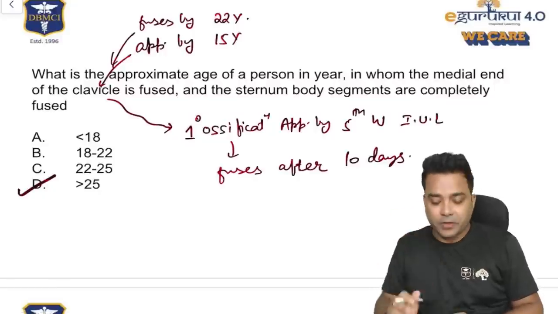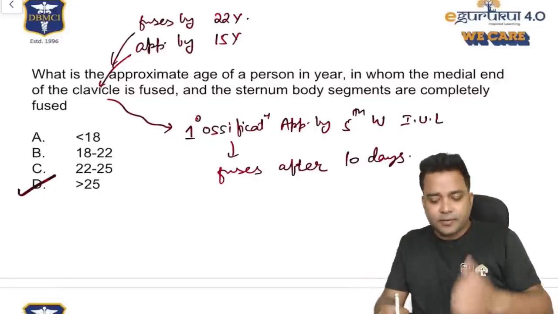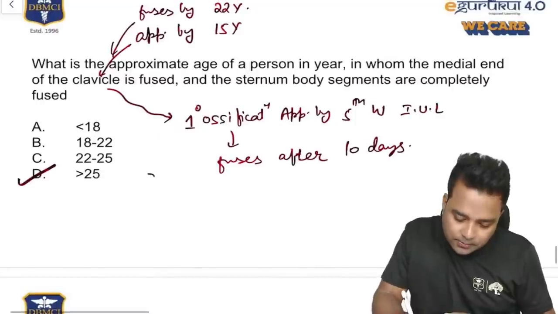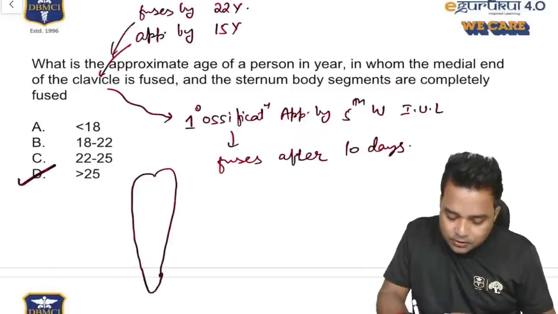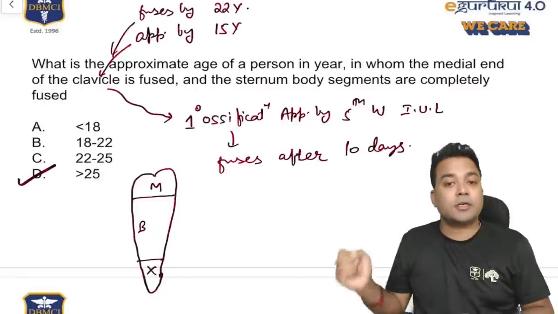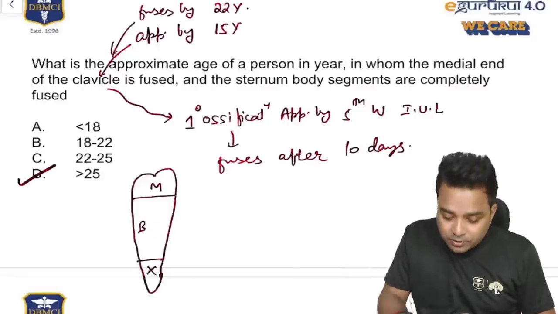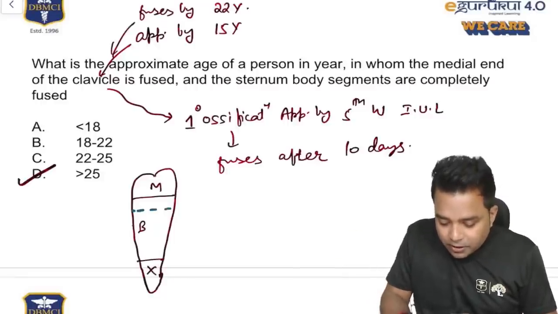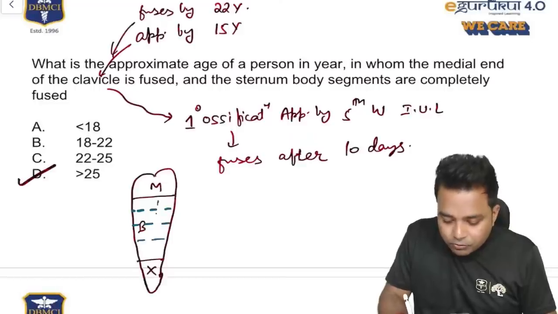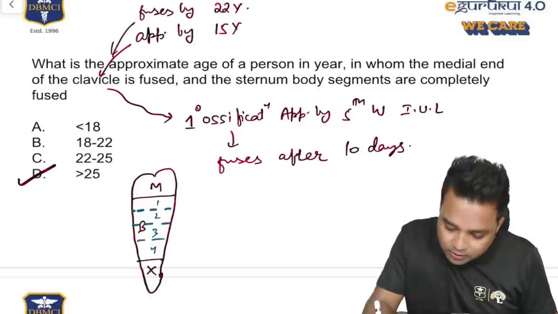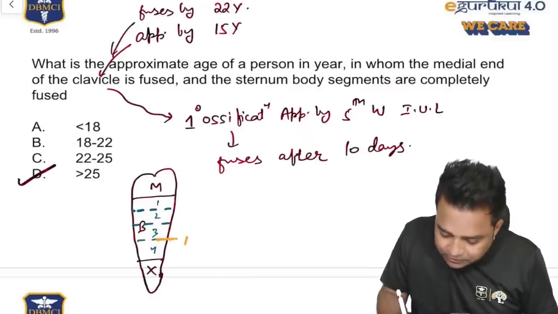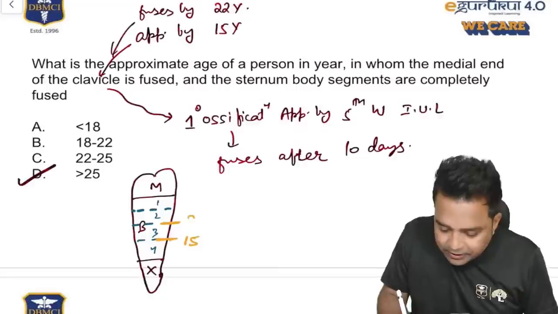This should be known. Sternum body segments we already know. If you draw the sternum once, recall will be easy. Sternum has got manubrium sterni, body segments and xiphoid. These are the three parts. Then the body is divided into four segments: 1, 2, 3 and 4. Third and fourth body segments ossify at 15. Second and third body segments, 20. And first and second, 25 years.